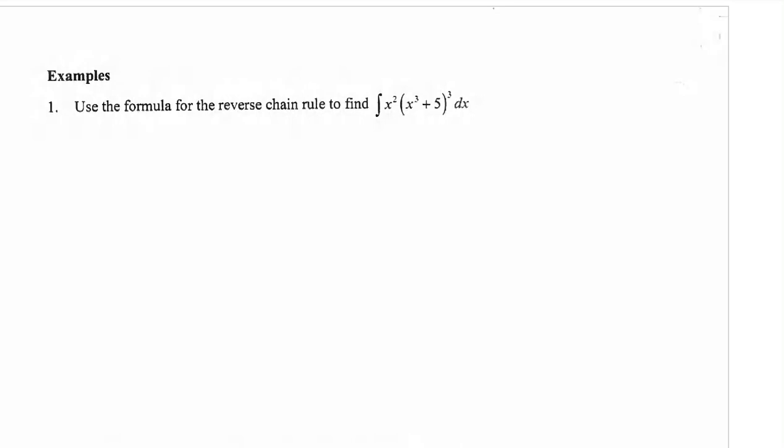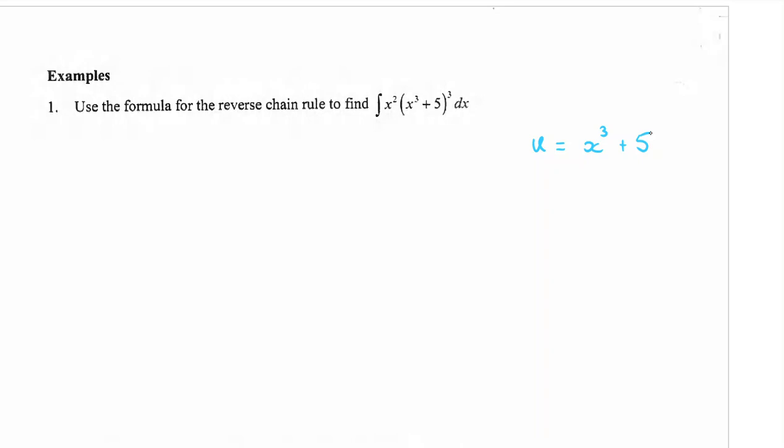Use the formula for reverse chain rule to find the integral of x squared times (x cubed plus 5) in brackets cubed. Now the function, the f of x that I've been talking about, is this thing in the bracket. It is the x cubed plus 5. I'm going to even write that over here on the side. I'm going to call it u because I think u is much shorter than writing f of x all the time. Is that okay with everybody? I'm going to use the u version. So the u is the x cubed plus 5.